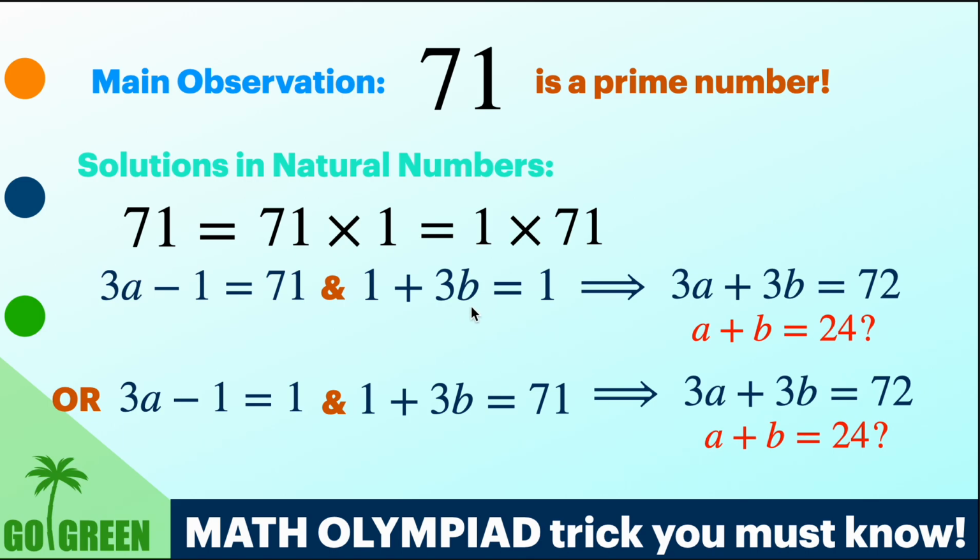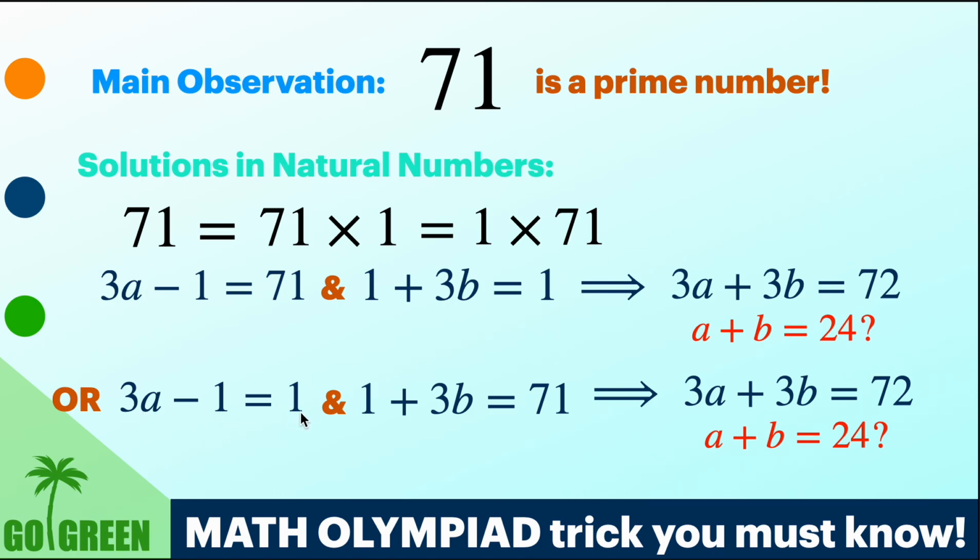There is no natural number b such that 1 plus 3b equals 1. So basically there are no two natural numbers a, b which satisfy this and this. So the 71 times 1 case is gone. Let us check what happens with the case 1 times 71, right? Now 3a minus 1 is 1. Can we find a natural number a such that 3a minus 1 is 1?